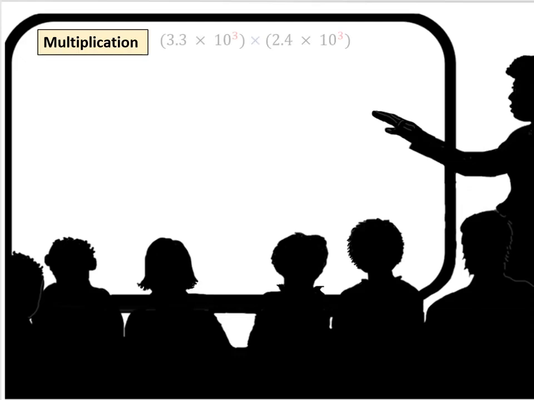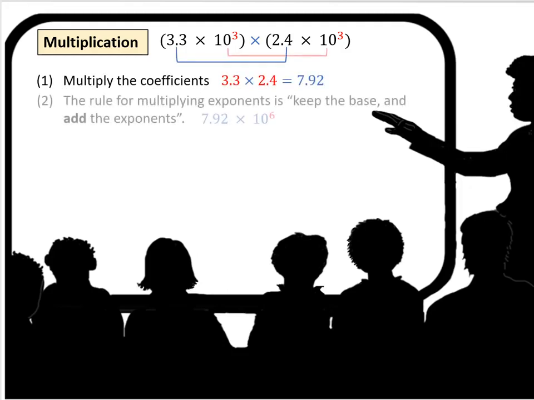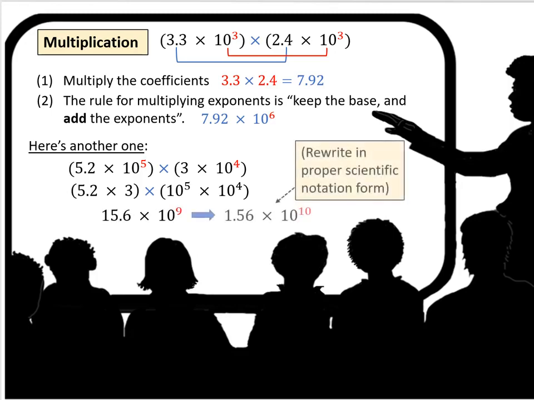You'll find multiplication and division to be a lot easier. So here's a multiplication problem. I'm going to multiply the coefficients, 3.3 times 2.4, and then the rule for multiplying exponents is keep the base and add the exponents. So 7.92 is my product of the coefficients, times 10 to the third times 10 to the third, which is 10 to the sixth.